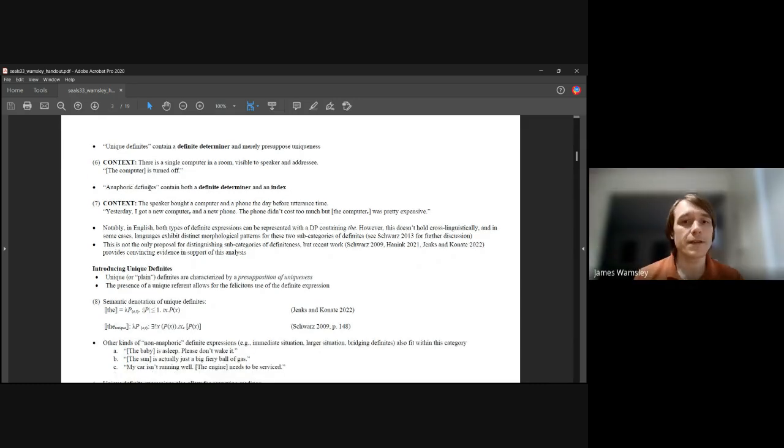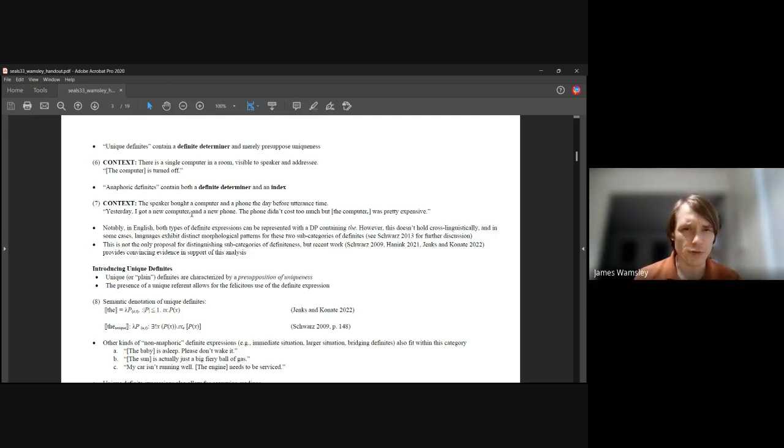The anaphoric definite, on the other hand, contains both a definite determiner and an index. So in a context like 7, the speaker bought a computer and a phone, and they say, yesterday I got a new computer and a new phone. The phone didn't cost too much, but the computer was pretty expensive. The computer refers back to the introduced referent, a new computer previously.